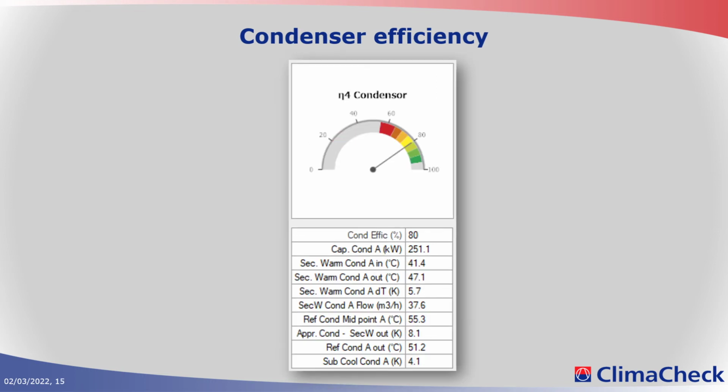Checking the condenser efficiency, we're looking at the capacity that we're getting from the condenser. We're looking at the water in and out of the condenser, and we're looking at the condensing temperature. Mostly here we will look at the difference between the condensing temperature and water exiting the condenser. Ideally, this approach temperature would be as low as possible. We would like to have a condensing temperature which is as close as possible to the water going out of the condenser.